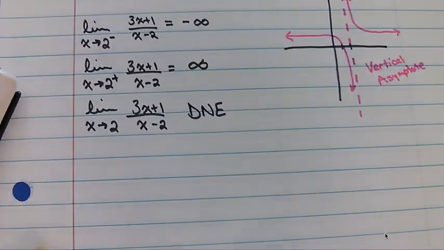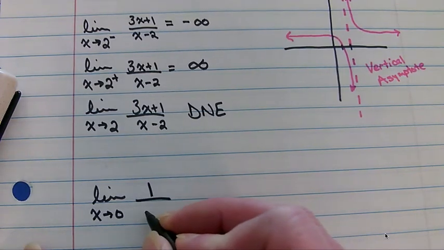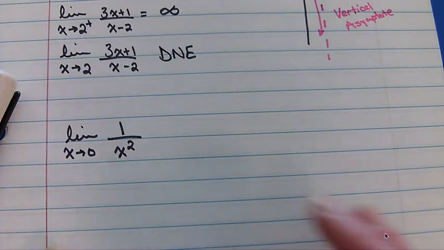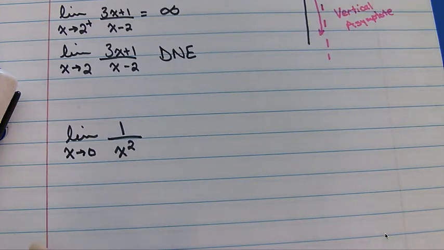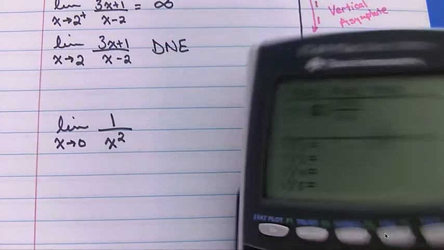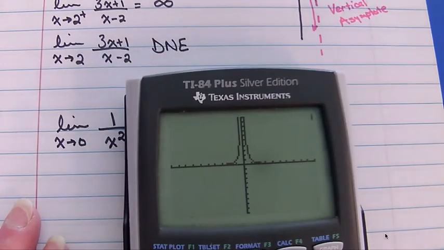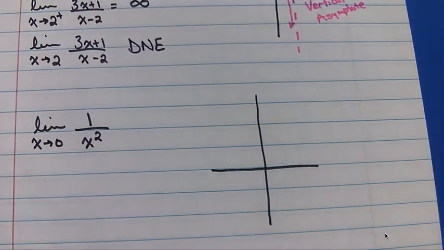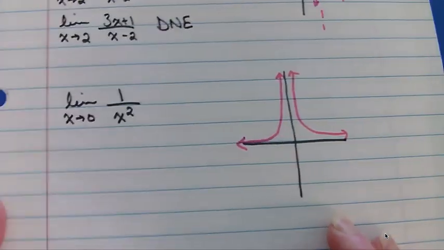I want to do another example of this. The limit as x approaches 0 of 1 over x squared. We're going to cheat. I'm going to use my calculator. 1 over x squared. Ooh. This one is doing this and this. So let's break it down.